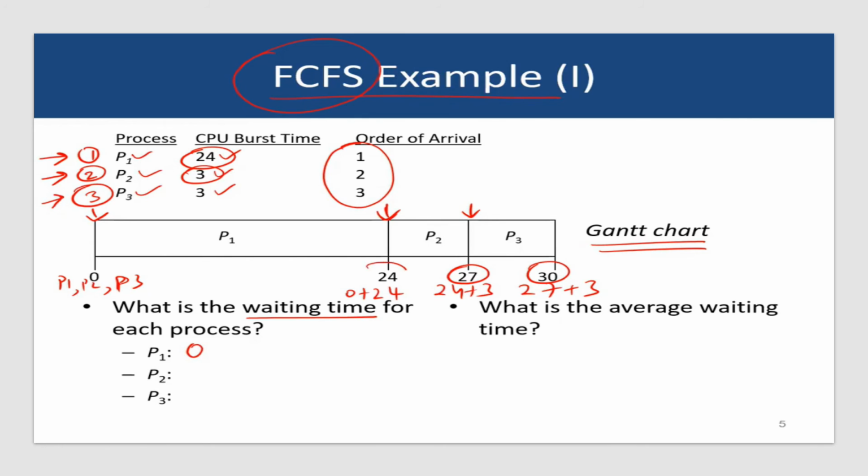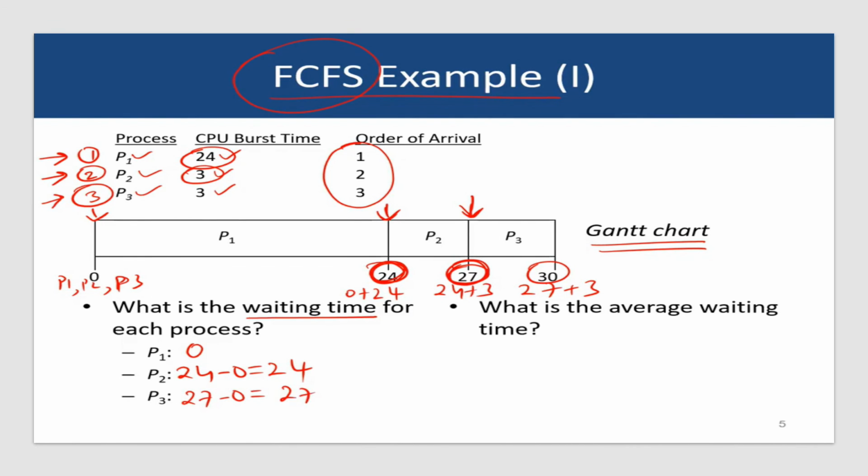Now P1 finished at time 24, and after that P2 was scheduled, but P2 was waiting. It had arrived at time 0, but it got to run after P1 finished at time 24, right? So the wait time for P2 was 24 minus 0, which is 24 milliseconds. Similarly, P3 entered the system at time 0, but it started execution at time 27 after P2 ended, right? So the wait time for P3 is 27 minus 0, which is again 27 units.